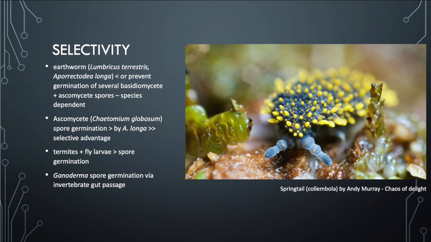There are also certain termites and fly larvae that increase spore germination of different species of fungi, and the germination of spores of the genus Ganoderma can only occur via passage through the invertebrate gut. So without being stimulated by being consumed, some of these species of Ganoderma cannot even grow. Without the invertebrates present that feed on these Ganoderma species, the life cycle ends. There's an absolute requirement that these organisms exist in the ecosystem for the Ganoderma to even exist.